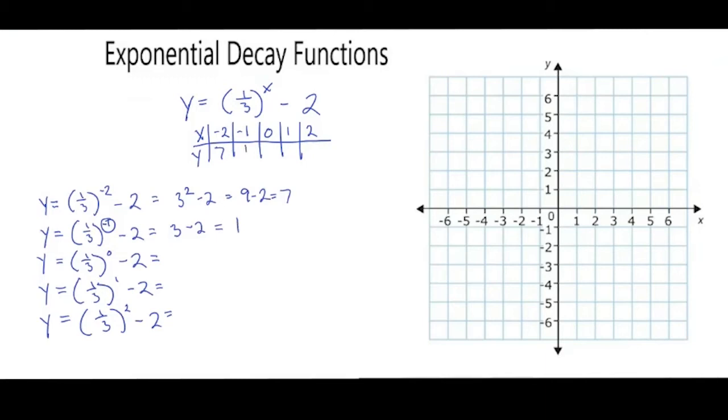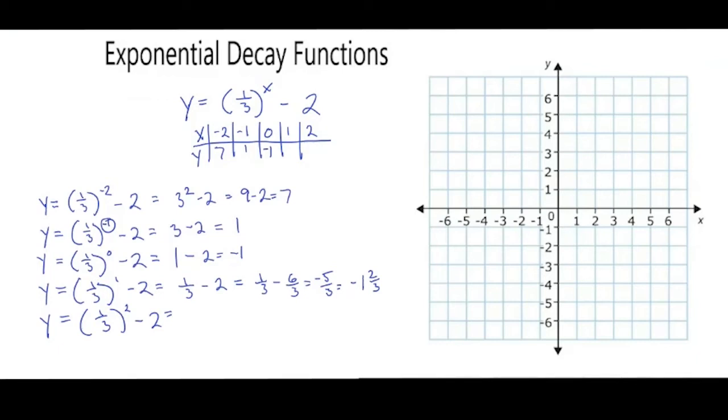1/3 raised to the 0 power is 1, because anything raised to the 0 power is 1. Minus 2 is -1. 1/3 raised to the 1st power is just 1/3 minus 2. A couple ways you could do this. If you know that 2 is also 6/3, this is -5/3, which is -1 and 2/3. You could also plug this into a calculator as 1 divided by 3 minus 2, and that would give you -1.66666666.